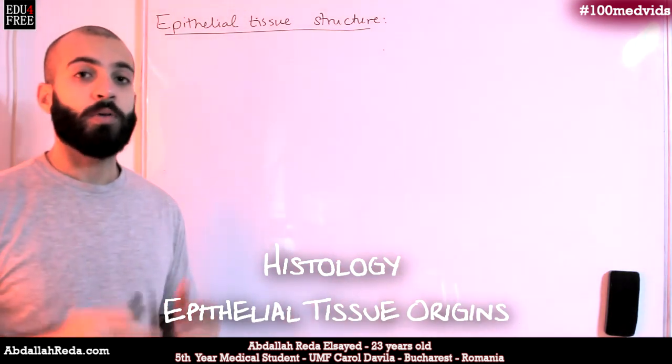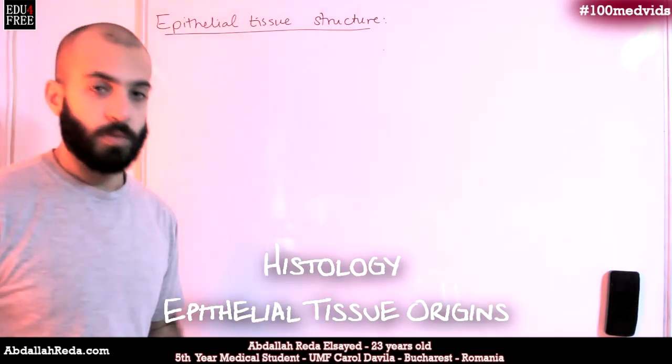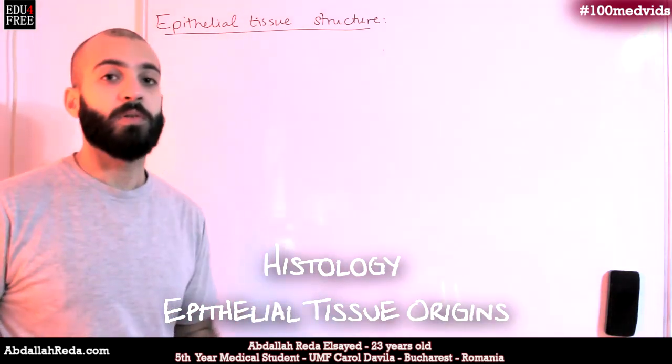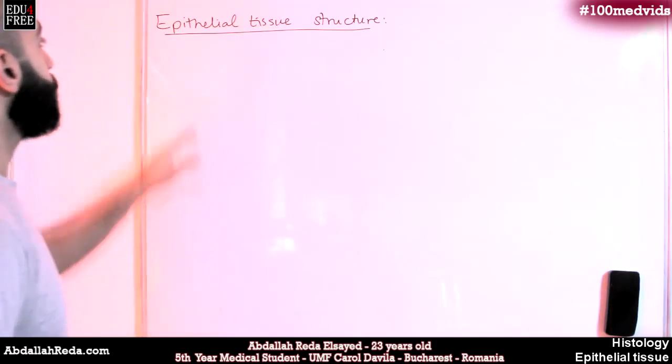Today we're going to start with the structure of the epithelial tissue. The epithelial tissue is the first kind of tissue that we're going to talk about in our histology curriculum.